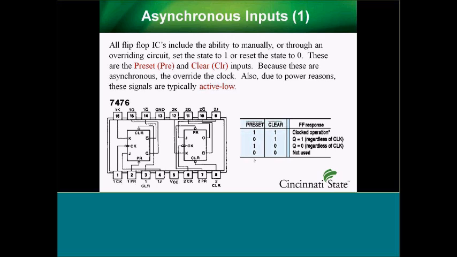All right, so this is the chip, 7476, which is one of the JK flops. You can see that each flop has preset and clear, in addition to J, K, Q, Q-bar output, and the clock, and of course power and ground for the chip.